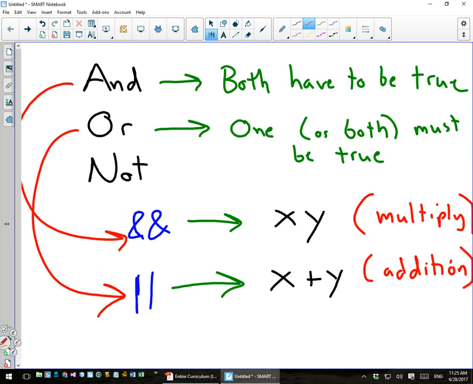Okay? Which means if we wanted to, we could put a little red dot there. That would also mean they're applied. But this means x and y are being combined with AND, and this means they're being combined with OR. You with me so far?